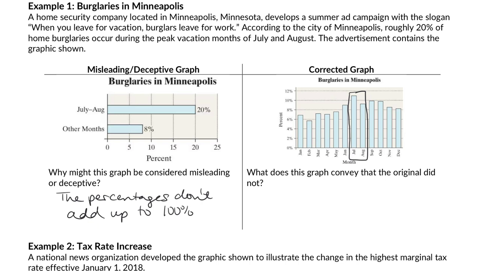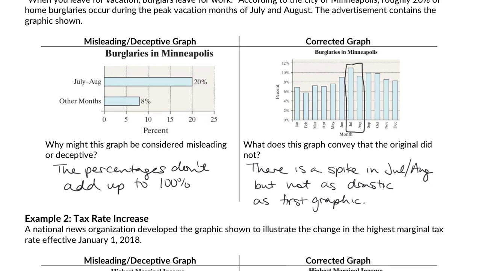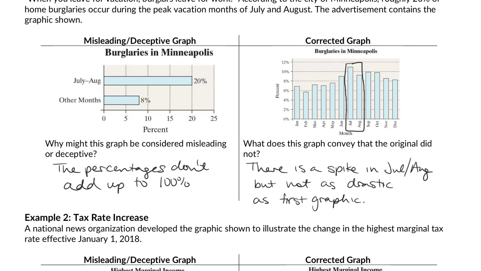So here's what we would say for what the graph conveys. It does convey that there is a spike in burglaries in July and August, but it's definitely not as drastic as the first graphic. And if we were to get all of the percentages, they would add up to 100.